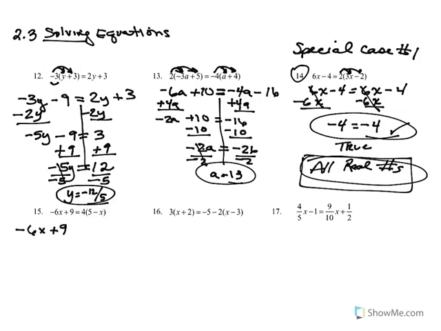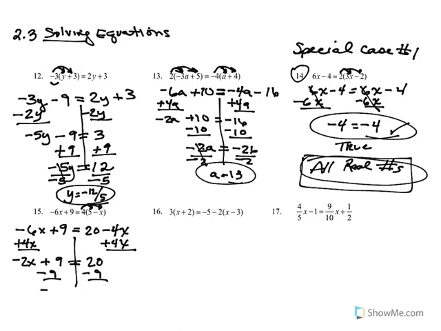-6x plus 9 equals, we're going to distribute the 4 here, 20 minus 4x. So I'm going to get my x's together. So I'm going to add 4x to itself and do what? Cross the equal sign, right? So -2x. Be careful. Make sure that you're crossing the equal sign when you're doing opposite operation. So now I have a positive 9. So I'm going to subtract it. So -2x equals 11. And then -2 times x. So I'm going to divide both sides by -2. So x equals -11 over 2.